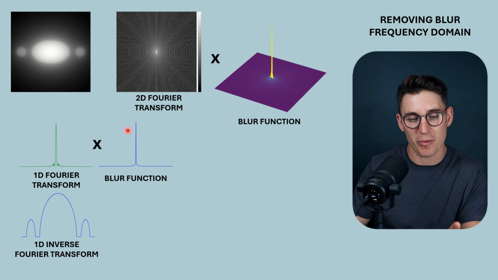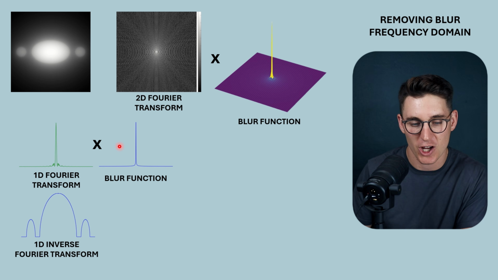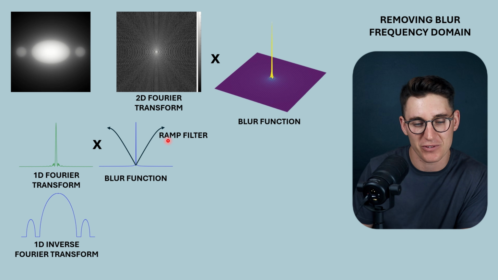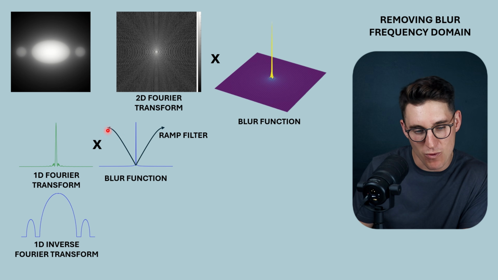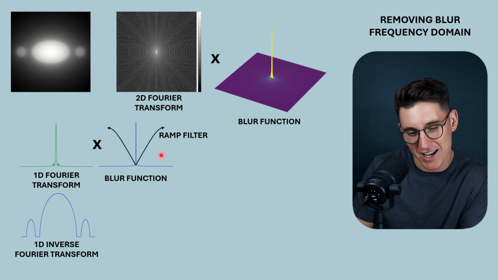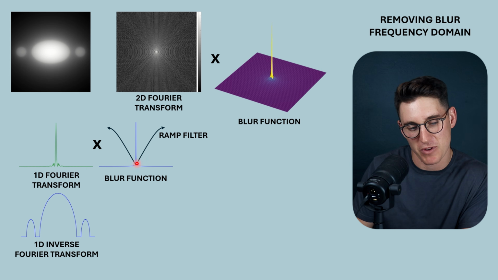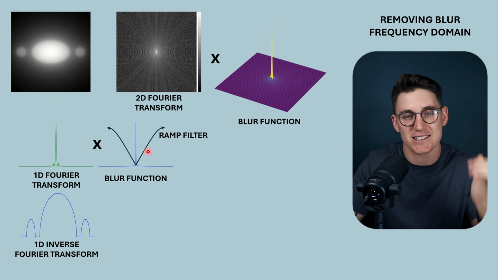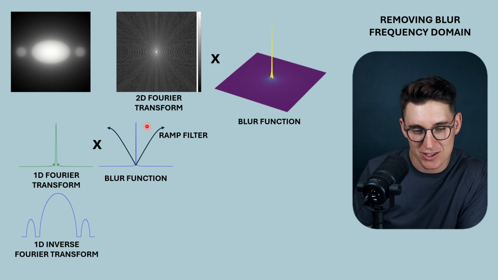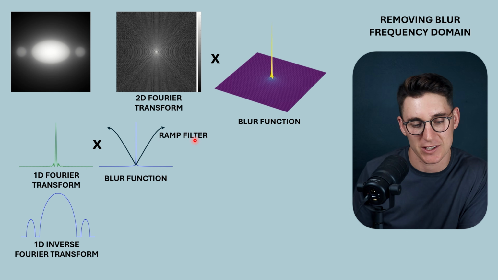Now, this is where we go about removing blur from our image. We apply what's known as a ramp filter. This is the filter in filtered back projection. A ramp filter suppresses this low frequency data that's been increased by our blur function, and we are increasing the high frequency data in the blur function. We're counteracting this blur function. We want to bring about more high frequency data and suppress some of that low frequency data. And this ramp filter is what allows us to do that.